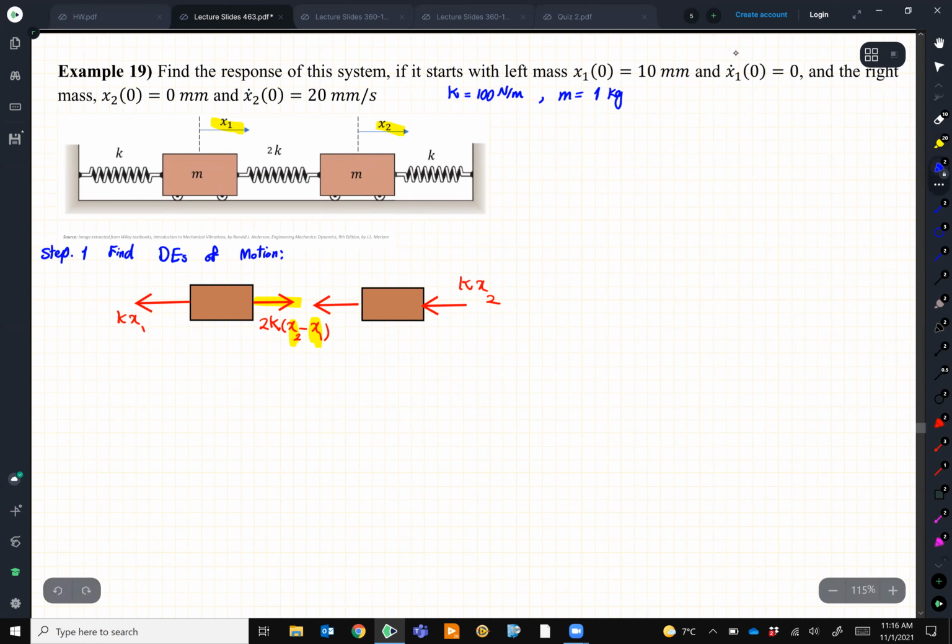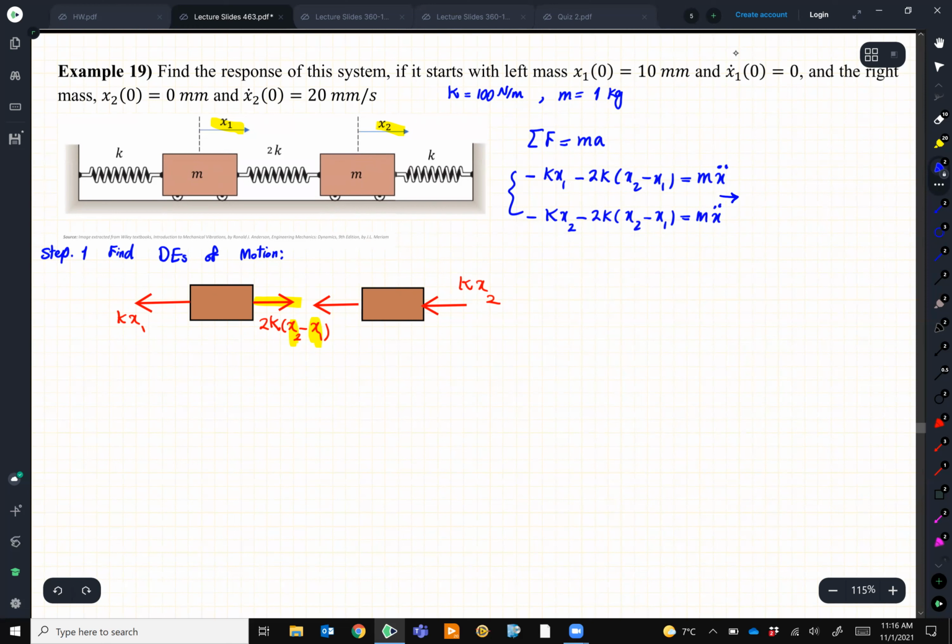Obviously, by Newton's laws, sum of the forces equals ma, I would get minus k x1 plus 2k (x2 minus x1) equal to m x double dot. And for the second one, I have minus k x2 minus 2k (x2 minus x1) equal to m x double dot.